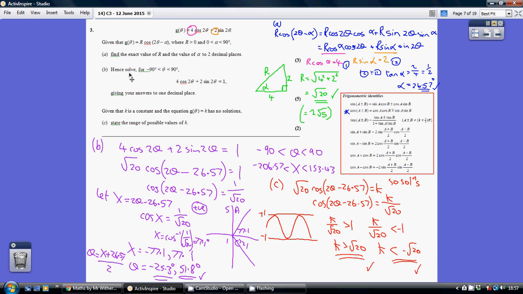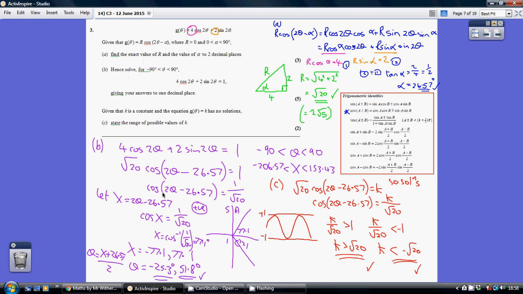Now for part B, we've got to solve between minus 90 and 90, this equaling 1. So let's pop it into its alternative format, which we've established here, where we've worked out R is root 20 and alpha is 26.57. So this is our alternative format.